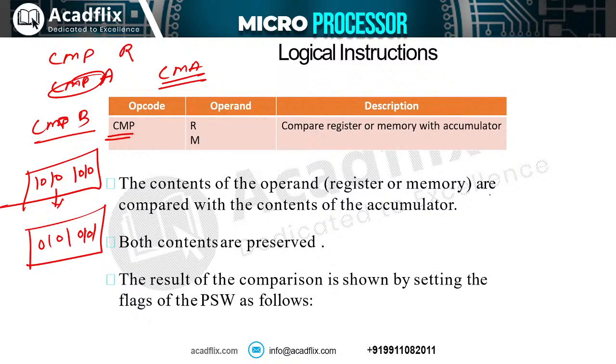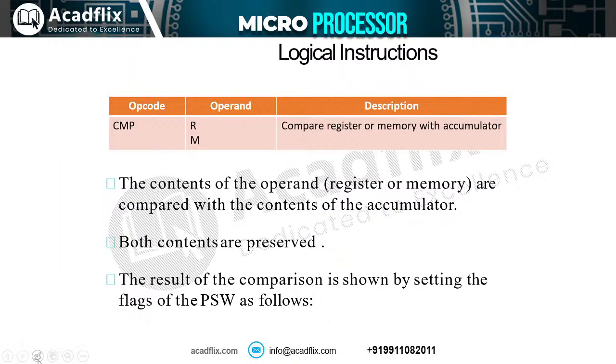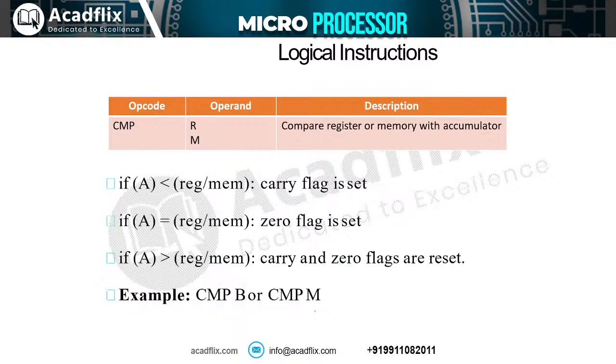Okay, the content of the operand are compared with the content of the accumulator. Okay, this is not a complement instruction, this is a compare instruction. Sorry, I explained this wrong. So this is a compare instruction. The content of the operand, register or memory, are compared with the content of the accumulator. Both contents are preserved. The result of the comparison is shown by setting the flag registers of the PSW as follows. For example, if A is less than register or memory, carry flag is set. If A is equal to register or memory, zero flag is set. If A is greater than register or memory, the carry flag will be set. Carry and zero flag will be set.